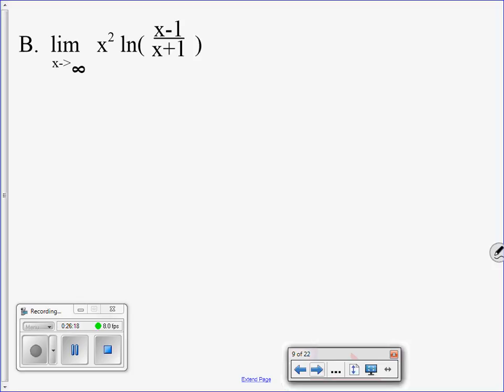Let's first see what indeterminate form we have. So we're taking the limit of a product. The first factor, x squared, that's heading off to infinity. Now this next one's a little more complicated. Let's look at the inside, the argument here. As x approaches infinity, it's going to approach 1.